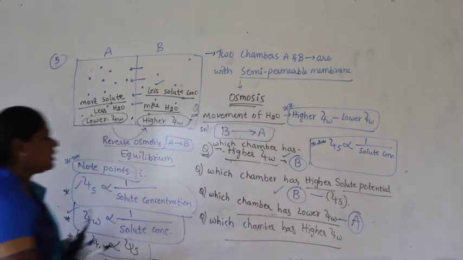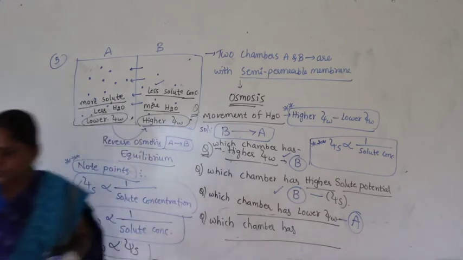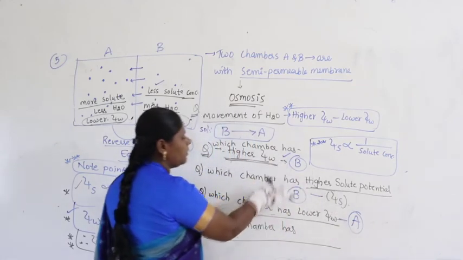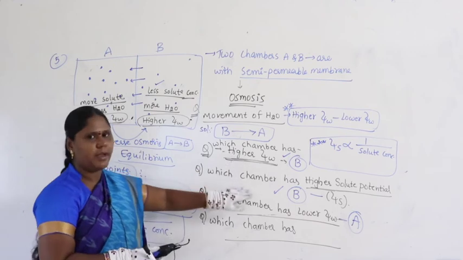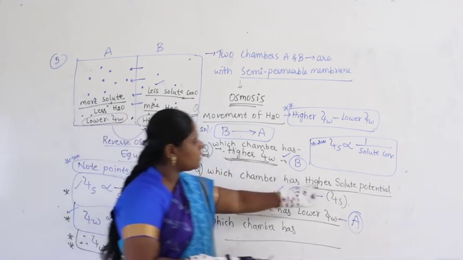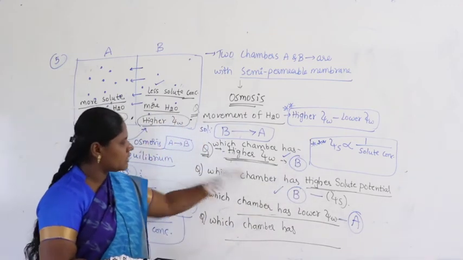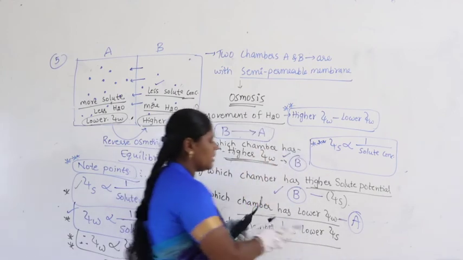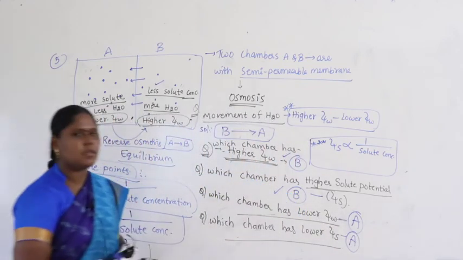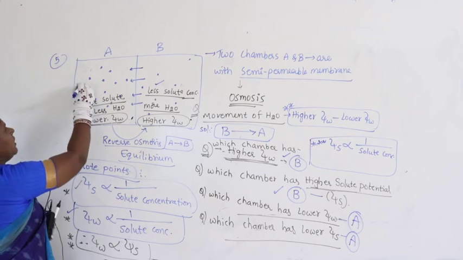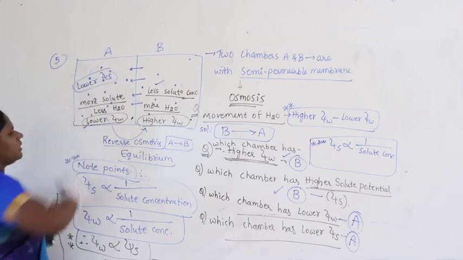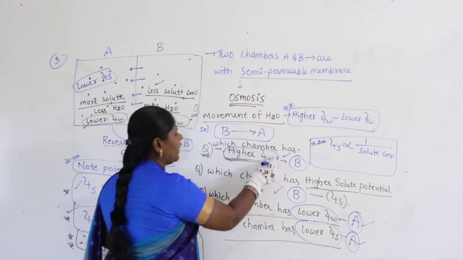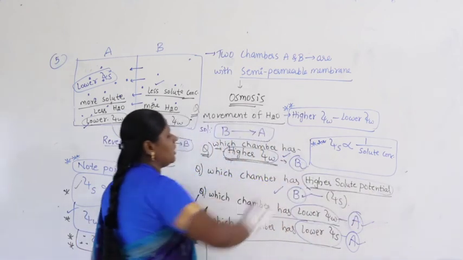Let us make it as which chamber has lower solute potential, because I am giving you in the easiest short form. Higher water potential, higher solute potential, both are B and B. I am making it very easy to remember in your mind. That is why I am giving you in this sequence. Similarly, lower water potential, lower solute potential is also the same. Again A will come. Chamber A has lower solute potential and also lower water potential. So lower water potential, lower solute potential means chamber A. Higher water potential, higher solute potential means chamber B.